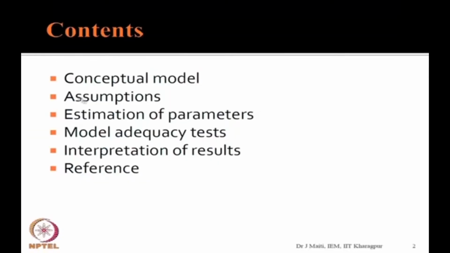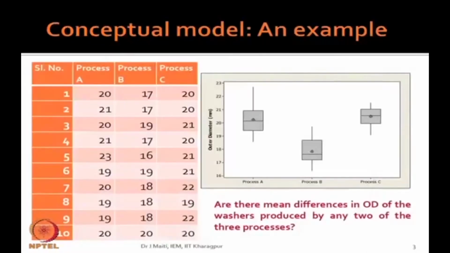For ANOVA, these are the contents: conceptual model, assumptions, estimation of parameters, model adequacy tests, interpretation of results, followed by references. What is this conceptual model? I will describe it with an example. You see this slide here, we have 3 processes A, B and C. These 3 processes are producing, let us say, steel washers. So our product is steel washers.